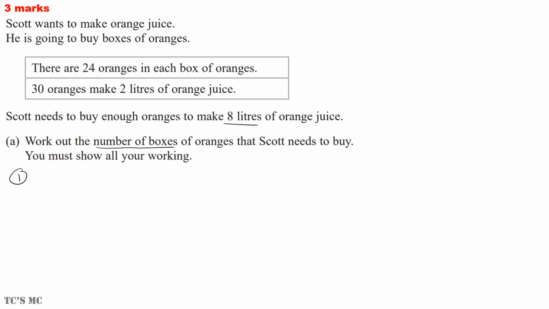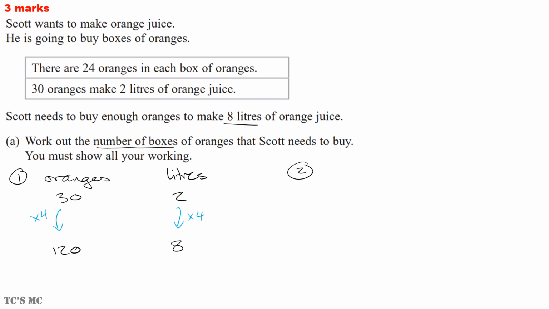We need to work out how many oranges are needed for the amount of liters that Scott wants to make. 30 oranges are needed for 2 liters. Scott is making 8 liters. 2 multiplied by 4 gives us 8. We need to do the same on this side. 30 multiplied by 4 is 120. Now we have 1 mark.